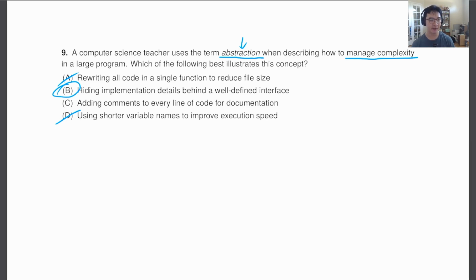See, adding comments to every line of code for documentation, that is just a good programming practice, but it's not necessarily abstraction. All right, that is question number 9.